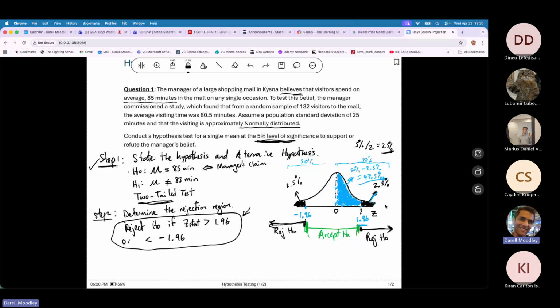Now let's move to step 3. All right, so like I said, step 2 is the most amount of work. The other 3 steps are pretty quick. All right, so step 3 is compute or calculate your test statistic.